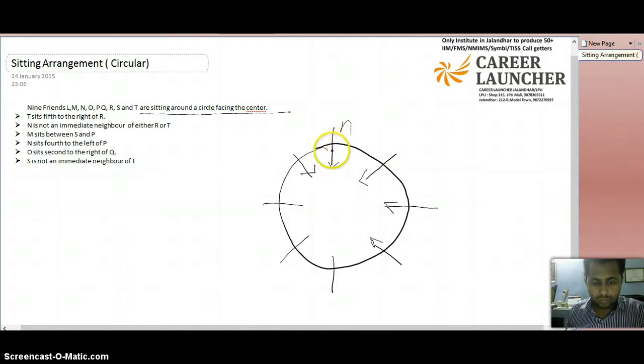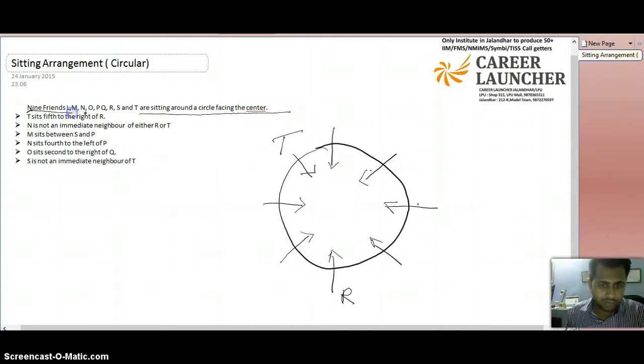So we'll start making the arrangements now after drawing the complete arrows. The first sentence says T sits to the right of R. So I need to adjust at least one of them to start with the question. It says T sits to the right of R, so I can adjust R here. Why here? Because right and left are known to us, right? And we won't confuse it, right? So put R here. It says T sits fifth to the right of R. So 1, 2, 3, 4, 5th. So T sits here. So there were 9 friends, right?